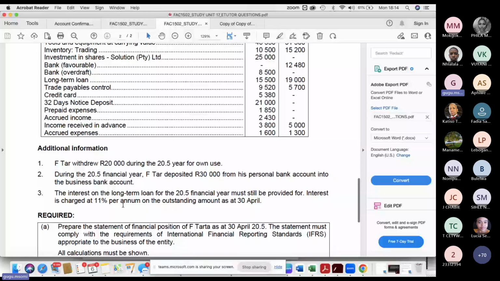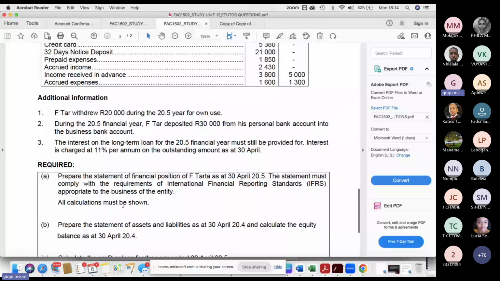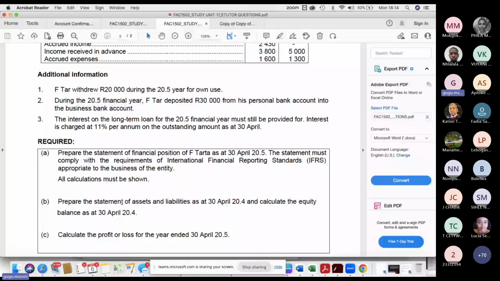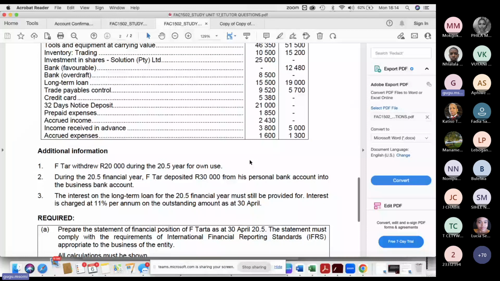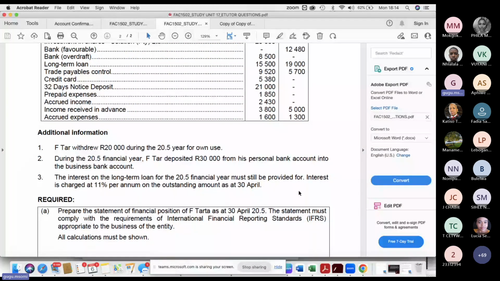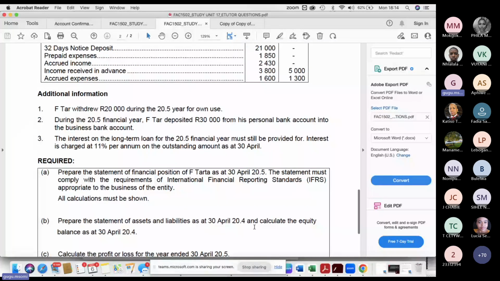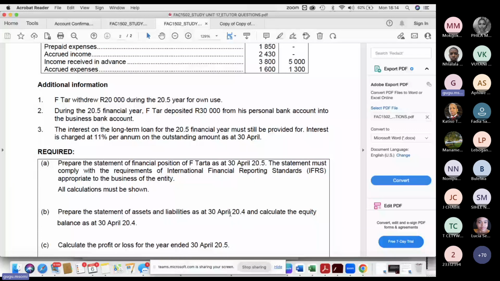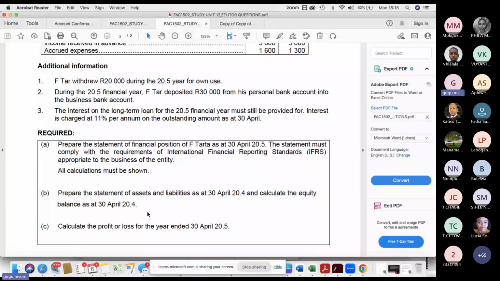If we move on to the required, for question A, they ask us to prepare the statement of financial position of FTAR as at 30 April 2005. You must be careful, it's for this year, and this is then your comparatives. The statements must comply with the requirements of the International Financial Reporting Standards and be appropriate to the business of the entity, and all calculations must be shown. Then part B, you must prepare the statement of assets and liabilities as at 30 April 2004. So this is the prior year assets and liabilities, and calculate the equity balance as at 30 April 2004. This equity balance will be your closing for 2004, and it's going to be your opening balance for your 2005 books. And then the final question is to calculate the profit or loss for the year ended 30 April 2005.